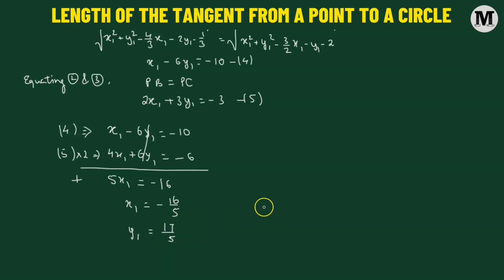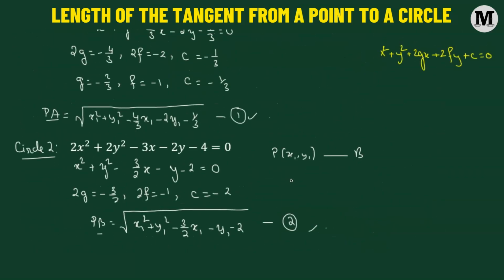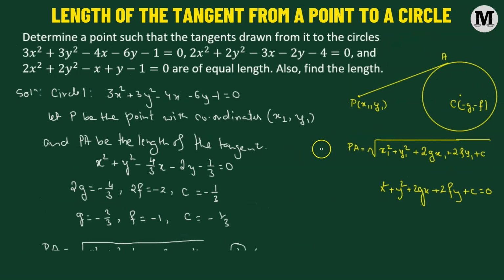So this is going to be the coordinates of the point P: negative 16 over 5, 17 over 5. And this particular point is going to be such that if we draw a tangent from this point to each of the three circles, circle 1, circle 2 and circle 3, then they are going to be of equal length.